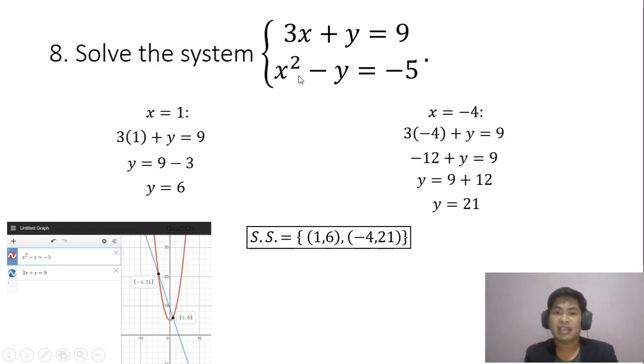It depends on the degree. If the highest degree is 2, it means you have 2 points. If it is 3, you have 3 points. But that is only the maximum. It can be two, it can be one, it can be none. Or there can be many, but that happens only when they are equal, identical. But in this case, the degree is 2, so there are two points, just like this one. So, that would be our answer.